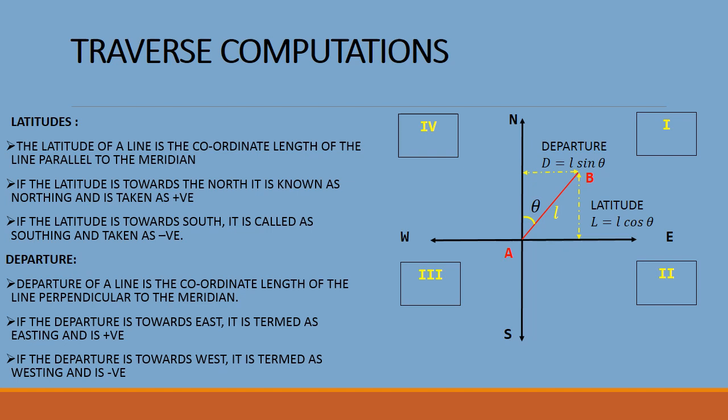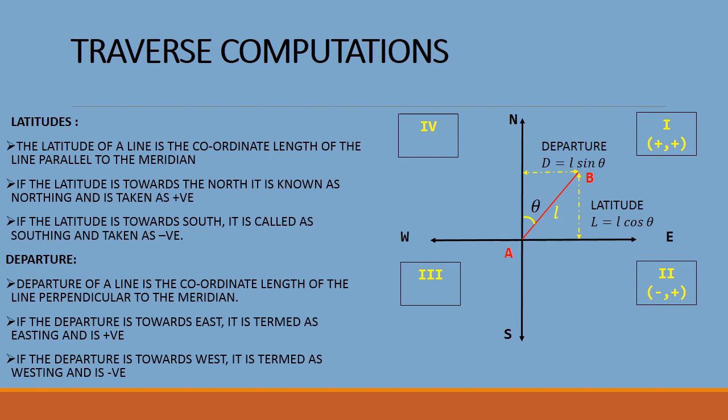Now let us see, in the first, second, third and fourth quadrants, what sign the latitude and departure will carry, positive or negative. Here the line is in the north direction, so the latitude will be positive, and the departure is measured in the east direction, so it should be positive in the first quadrant. However, if we move on to the second quadrant, the latitude is measured in the south direction, or southing, so the latitude will be negative, and the departure is still in the east direction, so it should be positive.